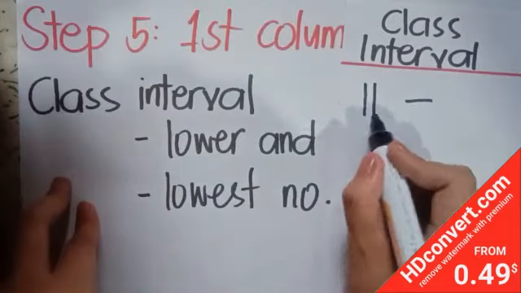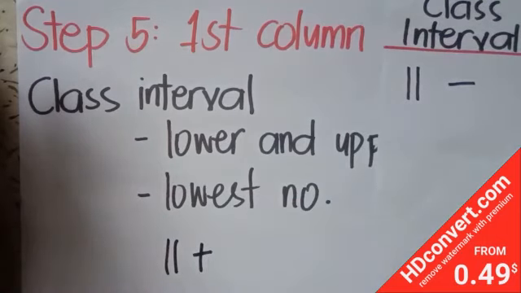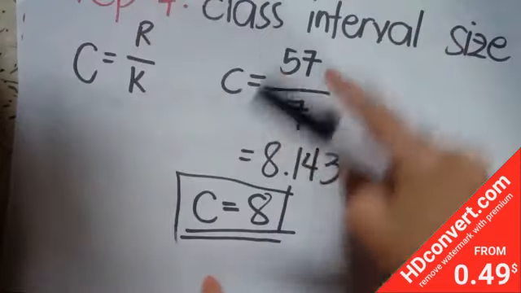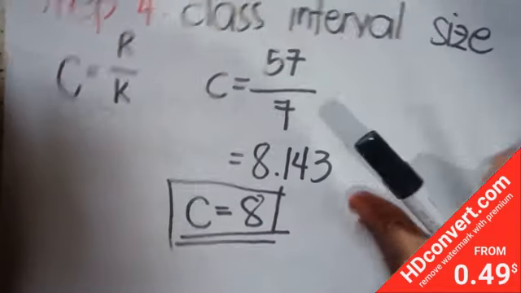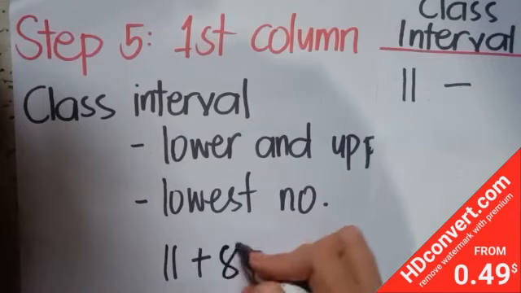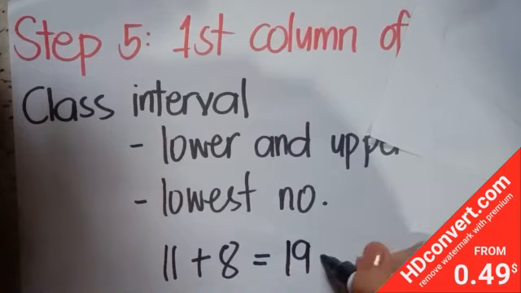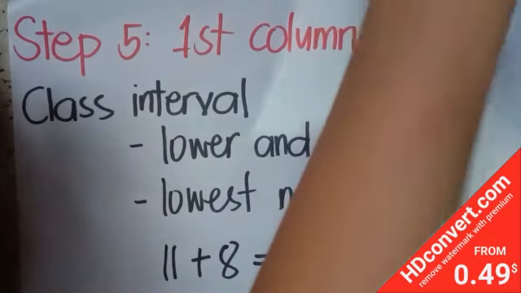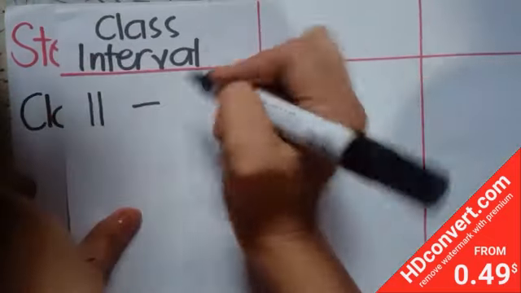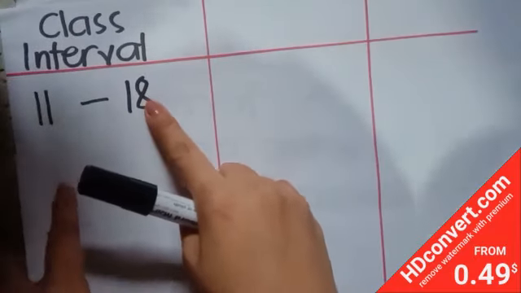So, para makuha natin yung upper limit, kokopyahin mo yung lowest number na 11, plus kukunin mo yung class interval size, yung sa step 4, na 8. So, meron kang 11 plus 8 is equal to 19. Then, lagi kang magma-minus 1. So, 19 minus 1 is 18. So, ang ilalagay mo dito ay yung 18. So, ibig sabihin, meron na tayong upper limit.